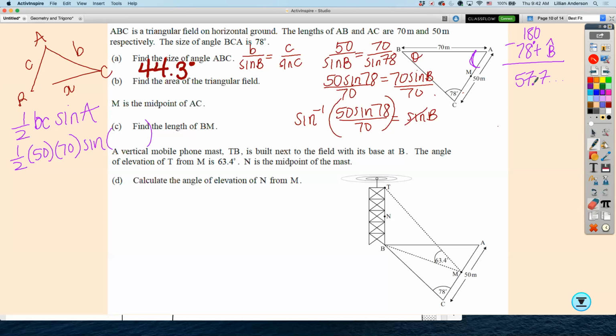57.7, but don't use that rounded answer. Use the non-rounded answer inside of your formula. So what's 1/2 times 50 times 70 times the sine of that decimal? 1,480. Confirm? Yes.